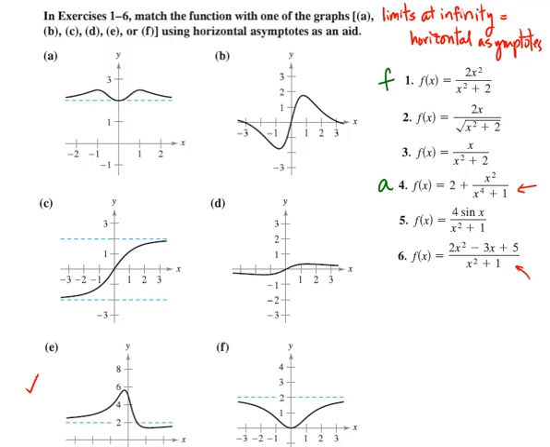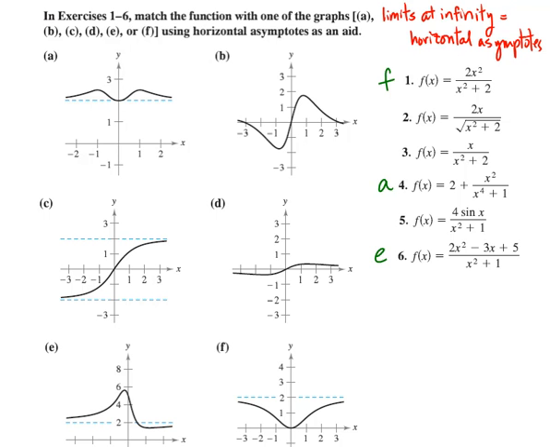Now with graph E and function 6, when I plug in 0 for x in function 6, I'm going to get 5 over 1, which is 5, and you can see in graph E that when x is equal to 0, y is equal to 5. So that means function 6 matches graph E. And that takes care of 3 of them, so there are 3 others left.